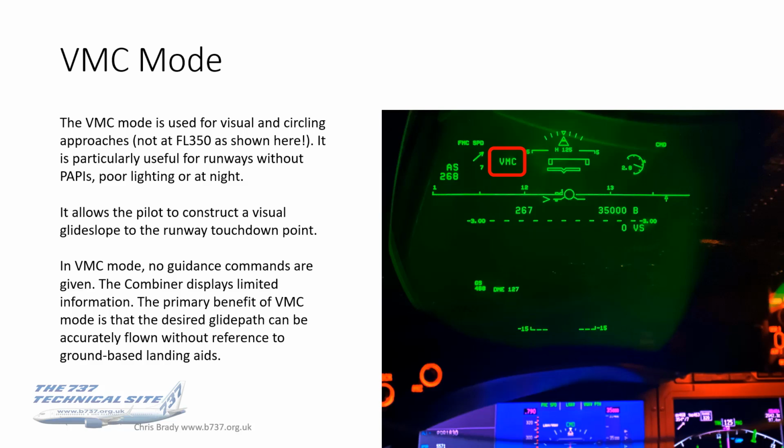In VMC mode, no guidance commands are given. The combiner displays limited information, as you can see, and the primary benefit of it is that the desired glide path can be accurately flown without reference to ground-based landing aids. In other words, it paints on a 3 degree line for you.